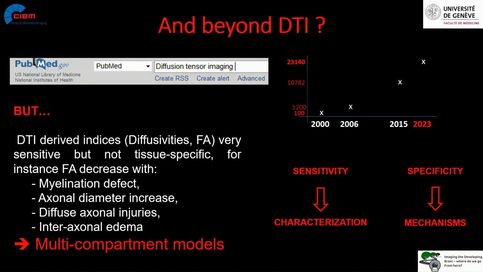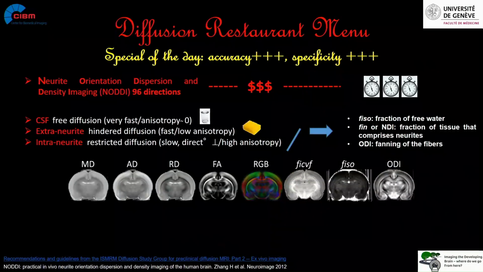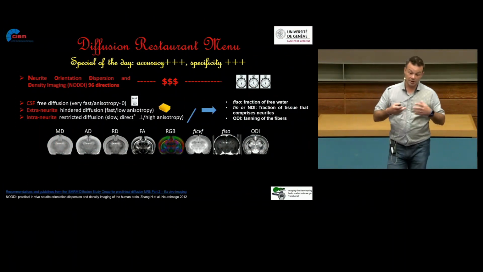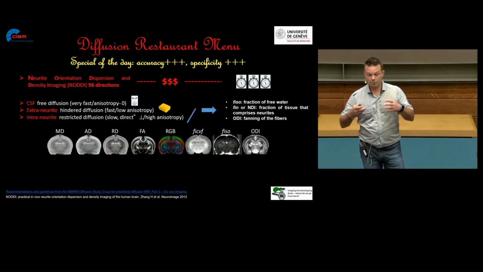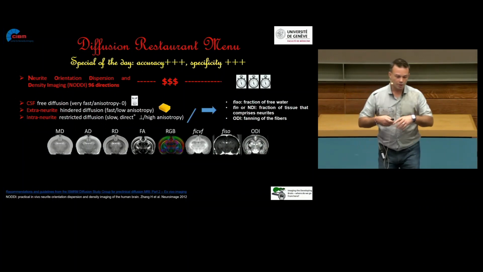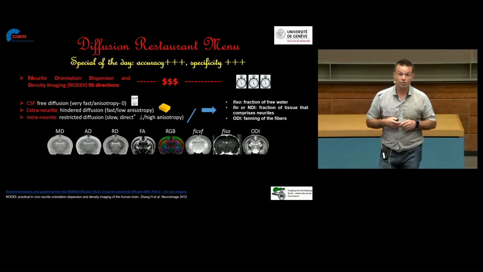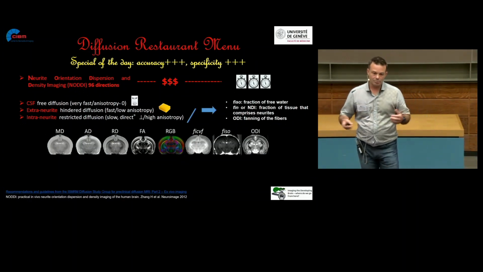So for this, there are some models that are under development for many years already, which we call the multi-compartment models. So if we go back to our restaurant, and if you want to increase the accuracy of your measurement, but also increase the specificity of your measurement, you can go, for instance, to NODI, which is the neurite orientation, dispersion, and density imaging. So you will need more directions, 96 diffusion-weighted images in different directions of the space. So it's more expensive and more time-consuming.